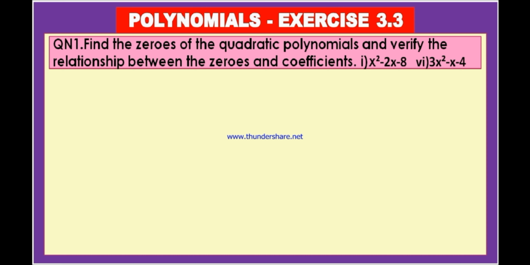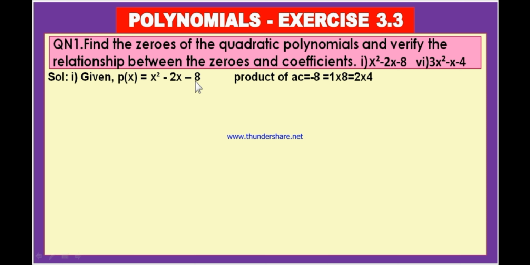For example, if you consider the first zero as alpha and the second zero as beta, alpha plus beta, sum of the zeros is equal to minus b by a, and product of the zeros alpha into beta is equal to c by a. We have to verify those two relationships now. Let us see this. First, given the polynomial p of x is equal to x square minus 2x minus 8. Now let us find the zeros.